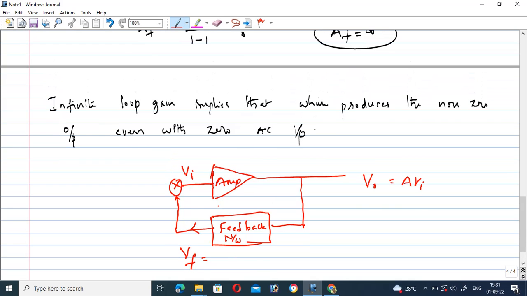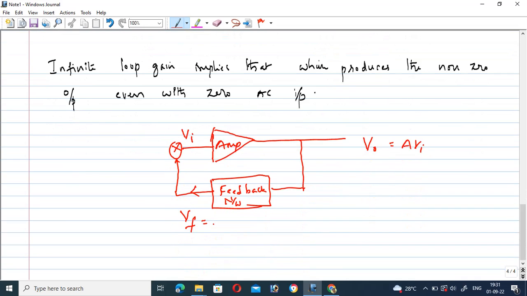So some variations should be there. Therefore VF is equal to the feedback output, which is beta into V naught, where beta is nothing but the feedback coefficient of the network. That means a part of the output is given as feedback to the input signal, right? So that's why VF is equal to beta V naught.